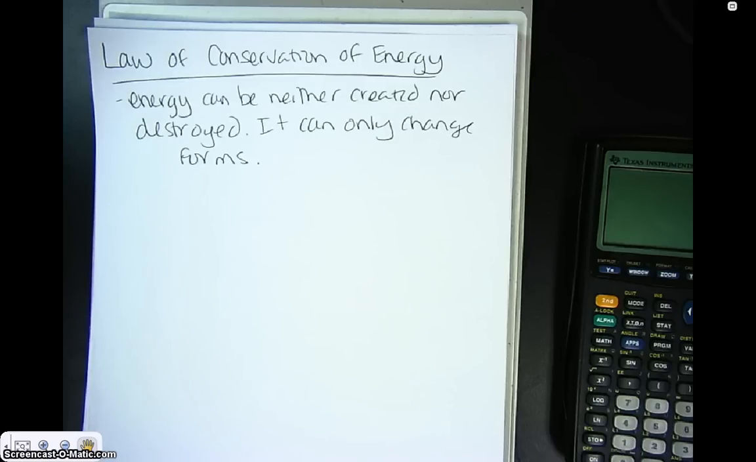We also have the law of conservation of matter, where matter can be neither created nor destroyed. It can only change forms. So really, all of the matter and all of the energy in the universe is a finite amount, and it can only go from one type to another.